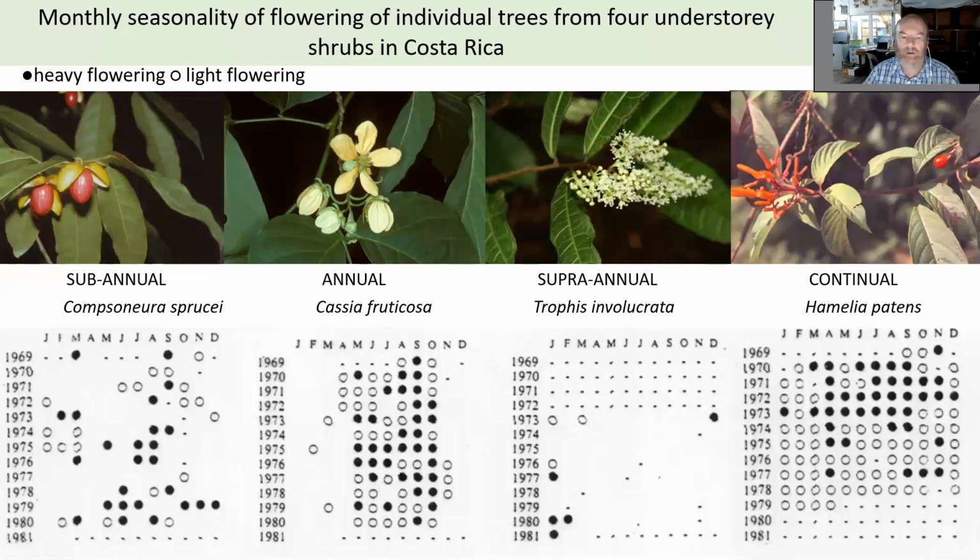This is showing the same. These are months in columns and years in rows, and heavy flowering is as black dots. So again, we can look, for instance, for certain annual seasonality here with Cassia, September being most favorite months and some months around it. While supraannual in Trophies is quite unpredictable, and continual is simply very reliably continual here. So in Hamelis, different patterns.